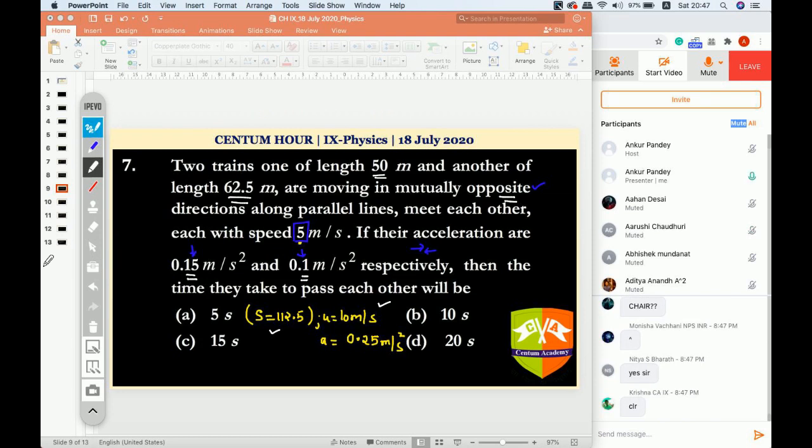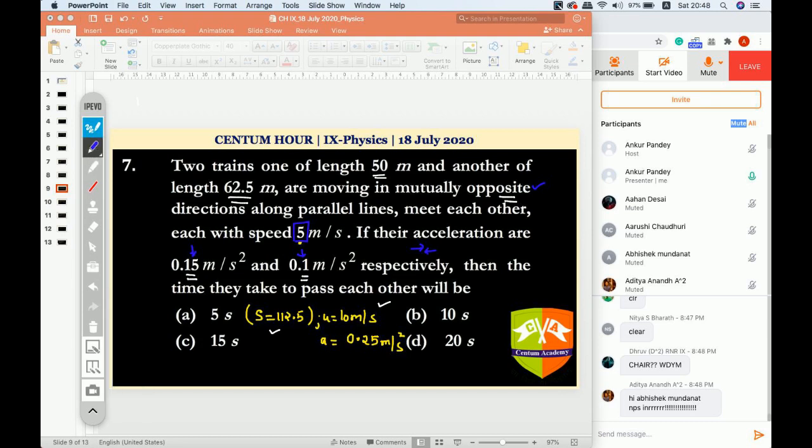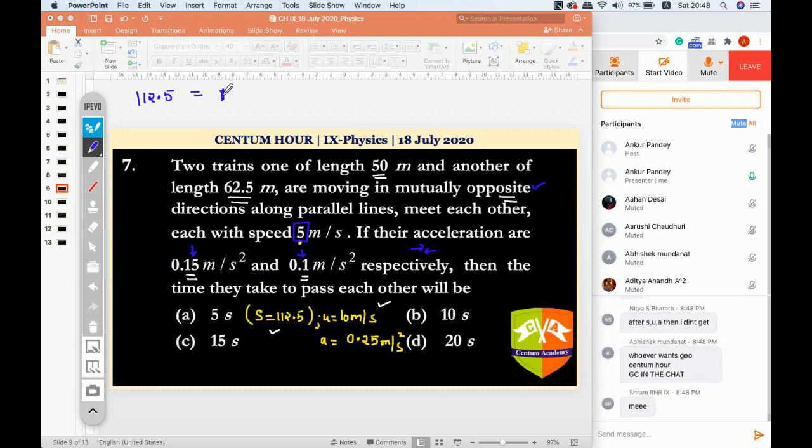Clear. Nitya? Good. Very good. Now when SUA is clear, we have S is equal to UT plus half A T square.